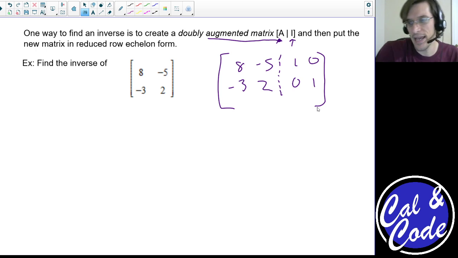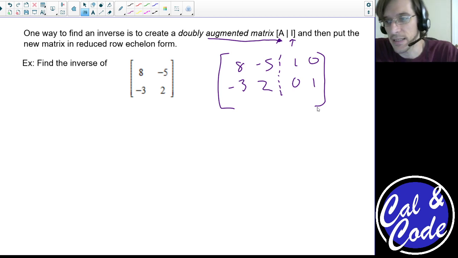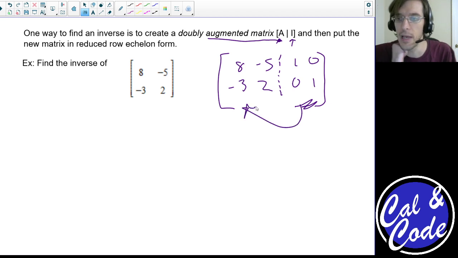And what we do is we're going to take this particular matrix and put it into reduced row echelon form, which will basically move the identity matrix to the other side. And when we do that, what's left on the right will be my inverse. So what I'm trying to get to is a 1 here with a 0 underneath, a 0 here with a 1 underneath. That's what I'd like.